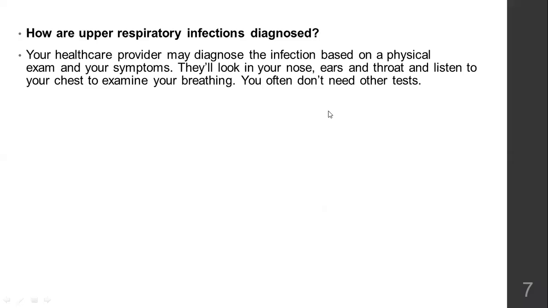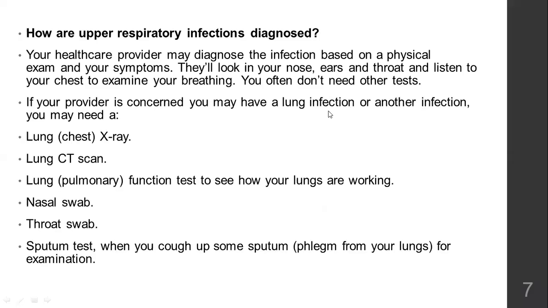You often do not need any other test, but in some cases, if the provider is concerned that you may be suffering from some serious respiratory infection, or if it is a lower respiratory tract infection, just to confirm that, they may ask you to take a chest X-ray, a CT scan, or a pulmonary function test. PFT is done to see the extent of your asthma or bronchitis. People who have asthma and bronchitis regularly have a pulmonary function test, just to see how your lungs are working and what the capacity of your lungs is.